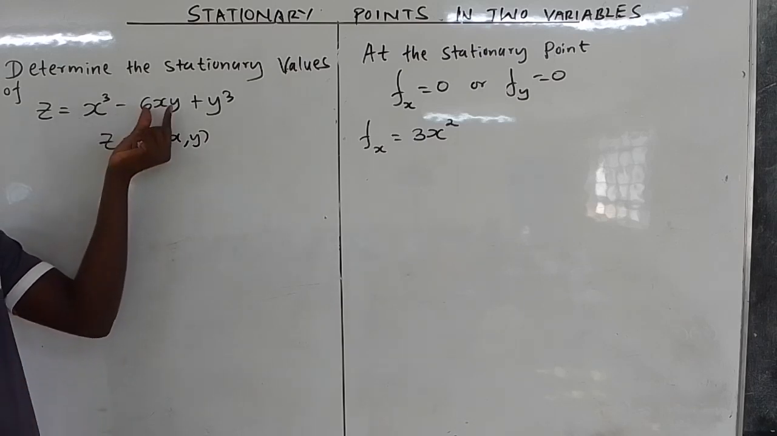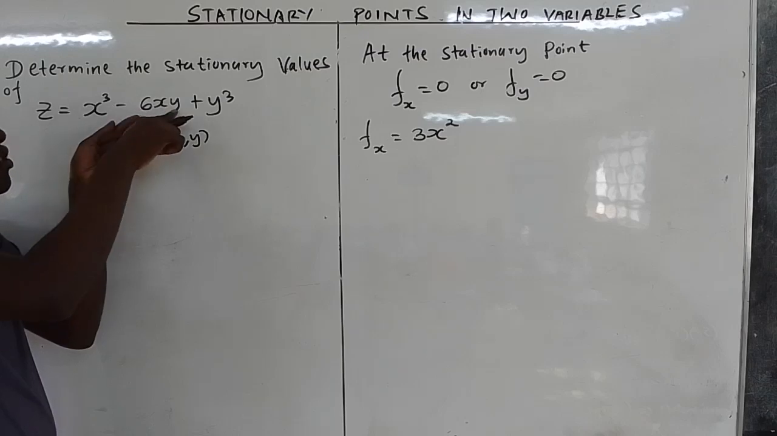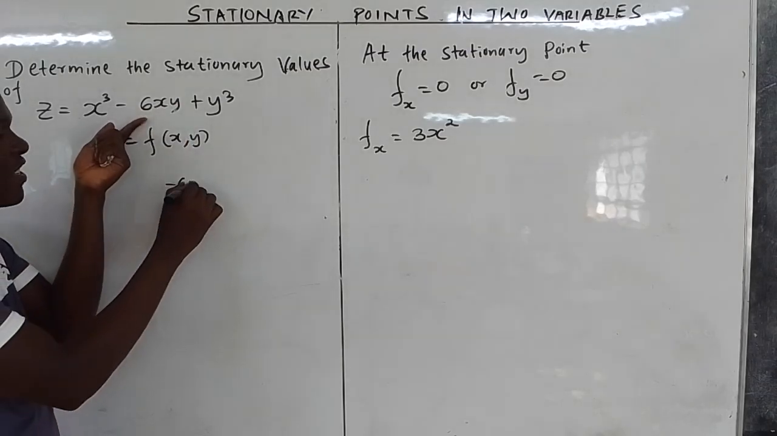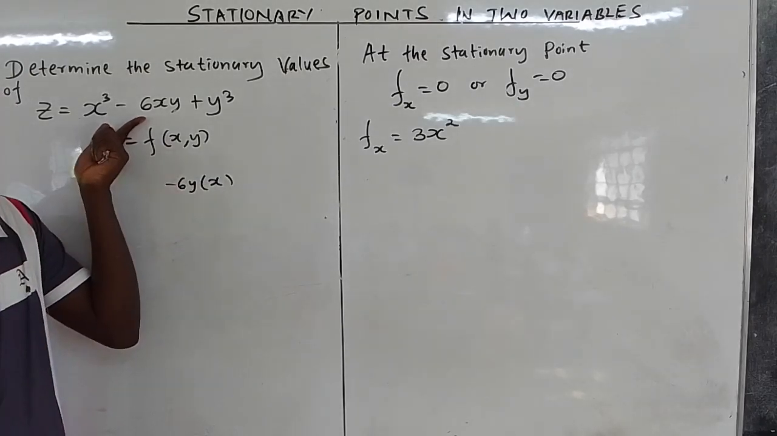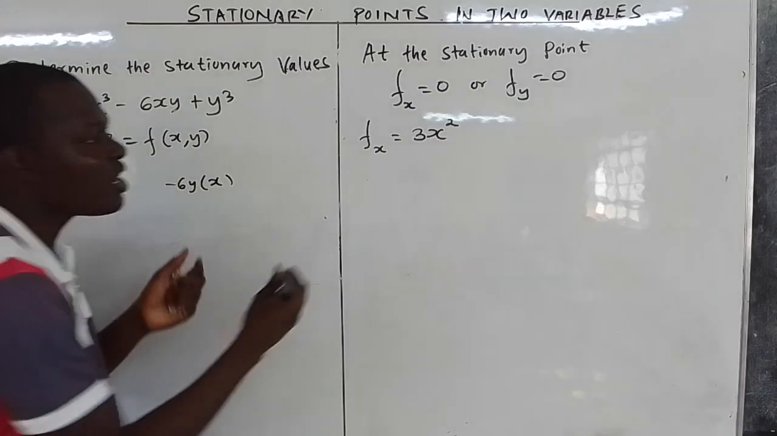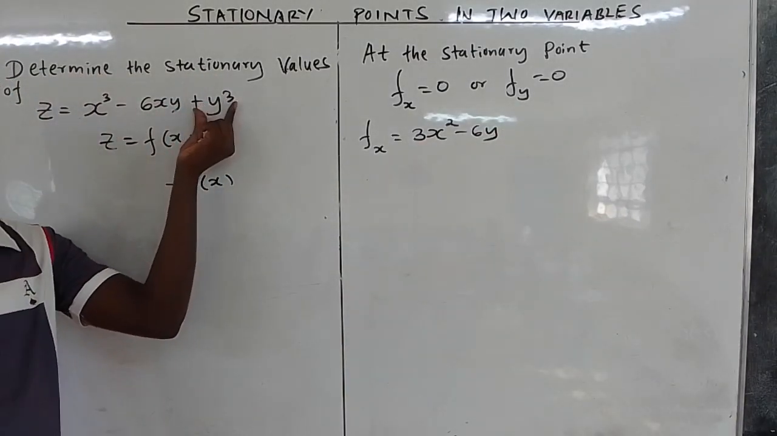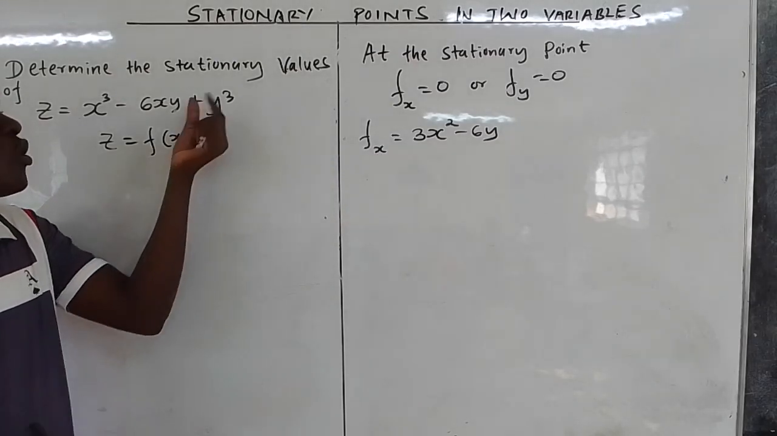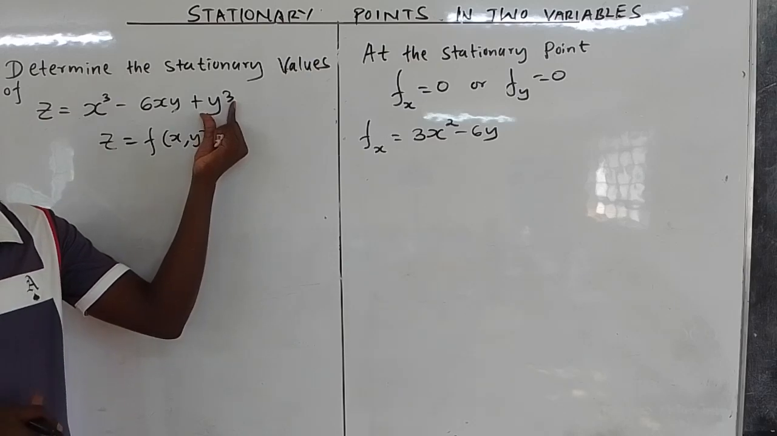Then if you look at this, only x is a variable, meaning this negative 6y is a constant, isn't it? So negative 6y, you put outside as a constant, then this x is what we're differentiating, isn't it? If you differentiate x, you get? So what do you remain with? Negative 6y. Then if you differentiate y cubed partially with respect to x, 0. Meaning the whole of this y cubed is 0. There is no x here. Only x is a variable.